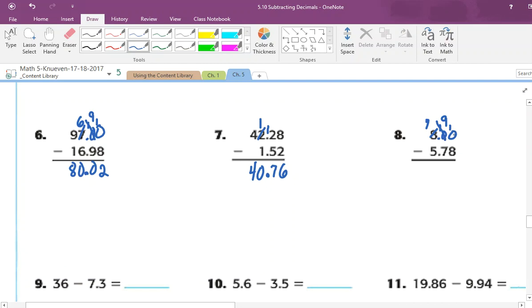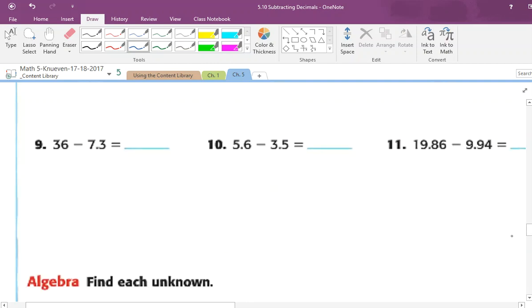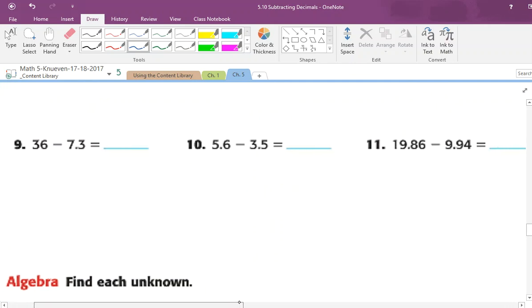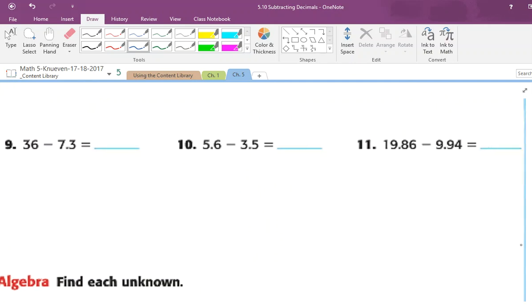So 10 minus 8, I get 2. 7 from 9, I get 2. I bring down my decimal point, and then 7 minus 5 is 2, so 2 and 22 hundredths. If you have not finished these, go ahead and pause it now. Otherwise, we're going to keep on going.